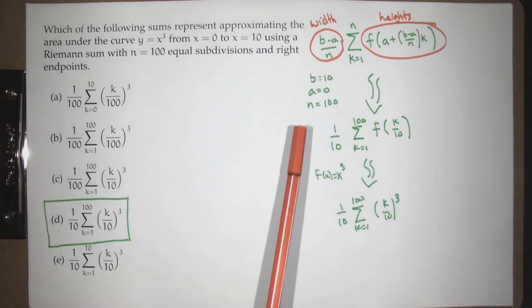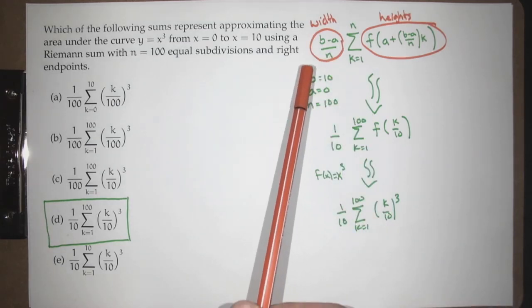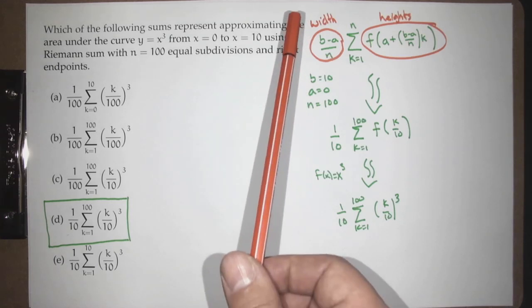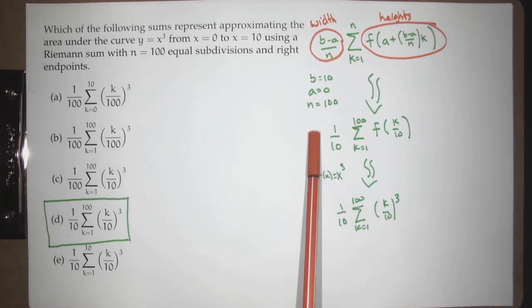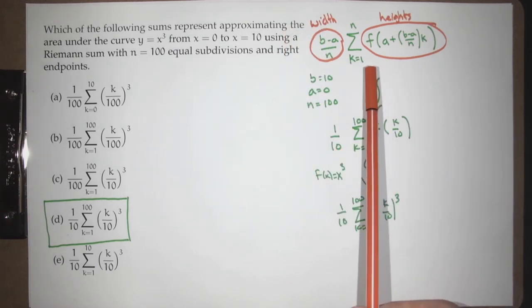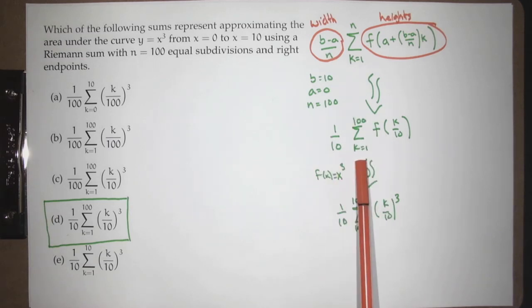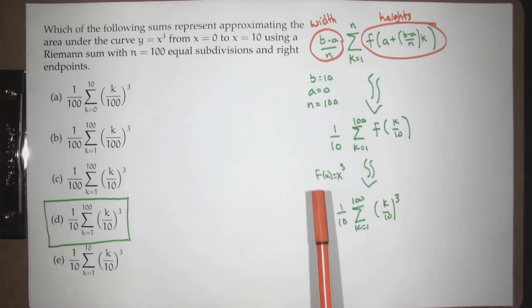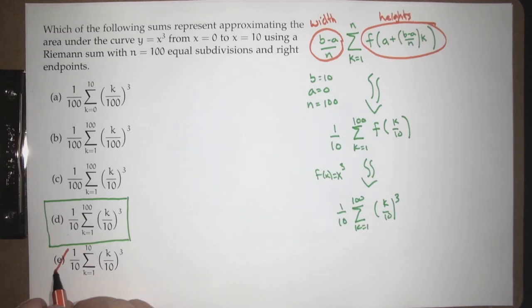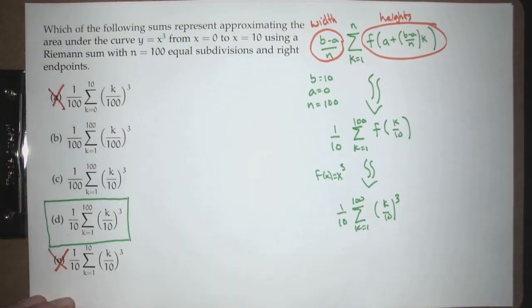All right, well, we know in our case A and B are 0 to 10 and N equals 100. So 10 minus 0 over 100 gives us 1 over 10. And then we have 100 subdivisions. So our sum goes from 1 to 100. And just knowing that the sum goes from 1 to 100, that's enough to rule out A and E automatically. Because there's just not enough terms in your sum. Because you need to have 100 terms.